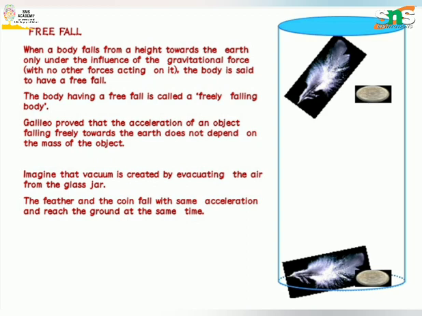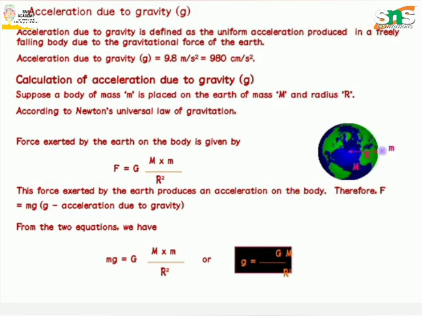What you notice from this is that the feather and the coin both reach the ground at the same time. The feather's mass is less compared to the coin's mass, but in this case, since there is no air, there is no external force, it depends only on gravitational force and falls down. This is called the free fall condition. The free fall definition is when a body falls from a certain height towards the earth only under the influence of gravitational force. So this is called free fall.